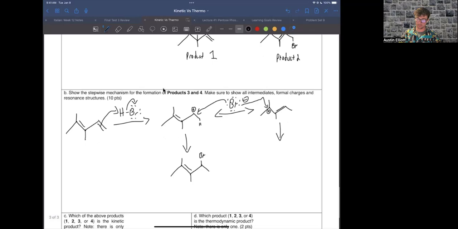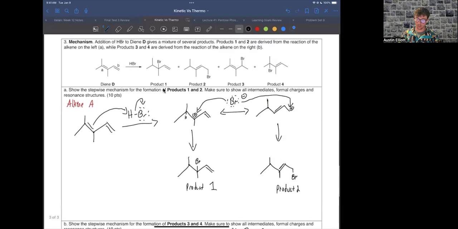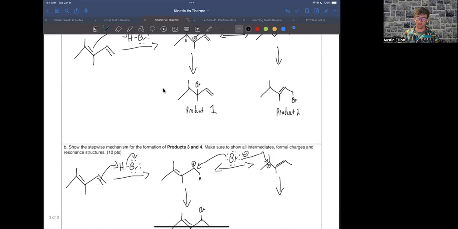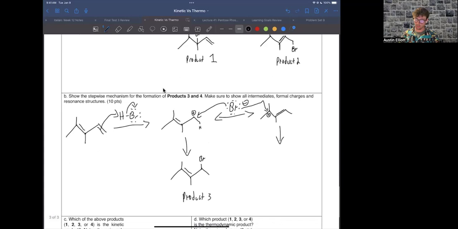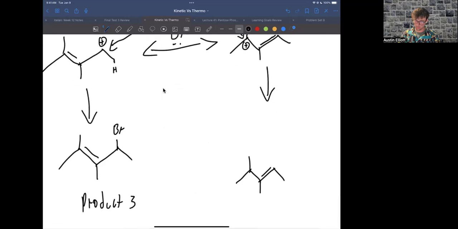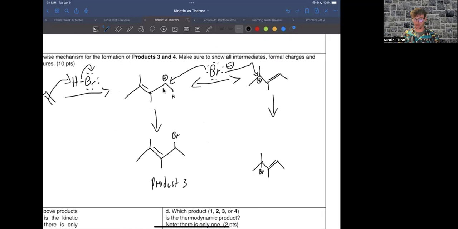This is our first one. This would be product three. We go up top and look, product three right there, and our product three looks the same, and then our product four, just like that.